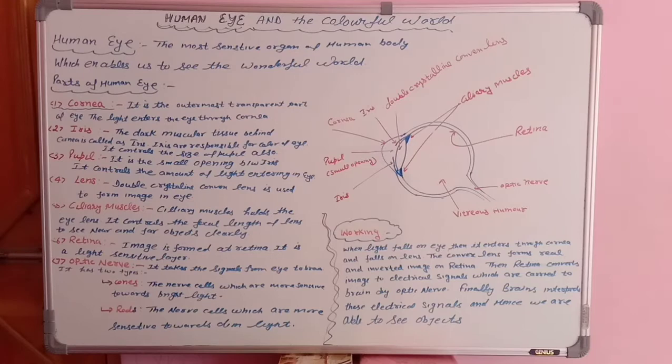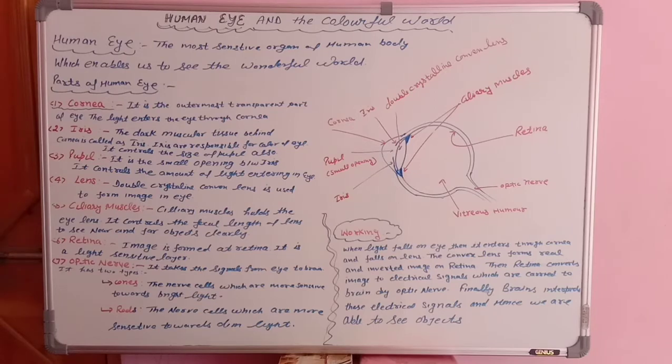Students, why have we given the name Colorful World with the human eye? Obviously because the eye is the human body organ which enables us to see the beautiful things around us. Sometimes they ask what a human eye is, so you can write that the most sensitive organ of the human body which enables us to see the beautiful world is called the human eye. And what are its parts?